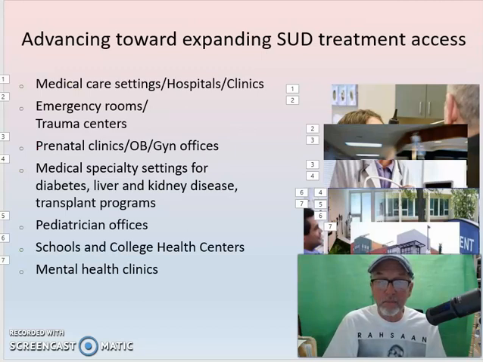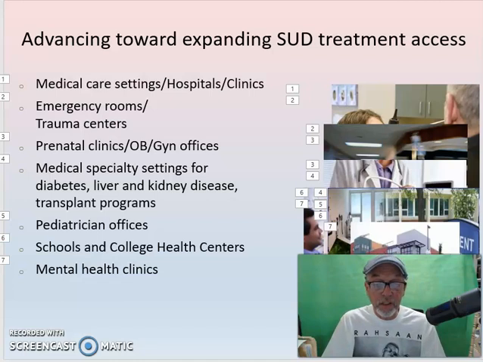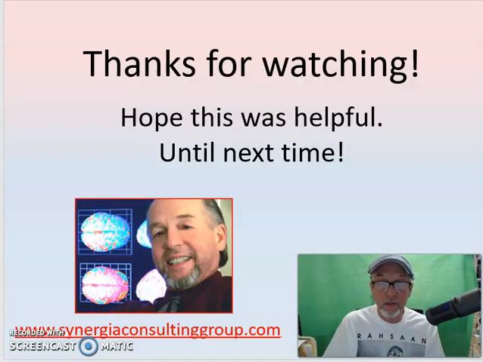And that would mean moving the substance use treatment into medical care settings and hospitals, emergency rooms and trauma centers, perinatal clinics, OBGYN offices, medical specialty settings for diabetes, liver and kidney disease, pediatrics, schools and college health centers, and certainly mental health clinics.